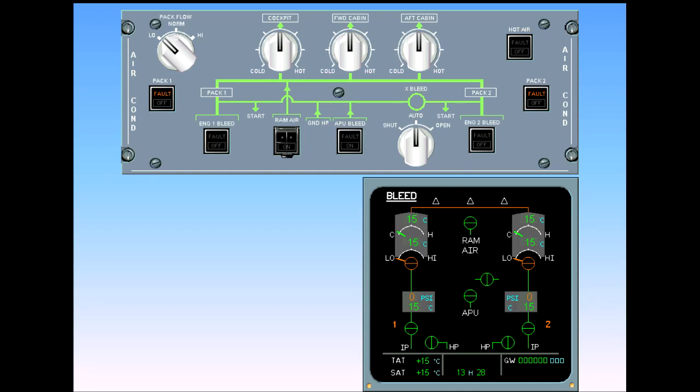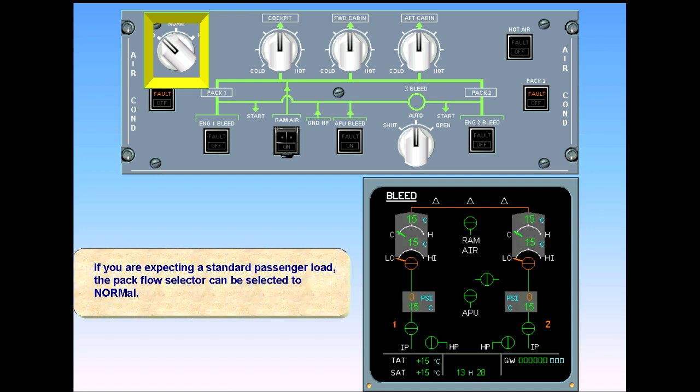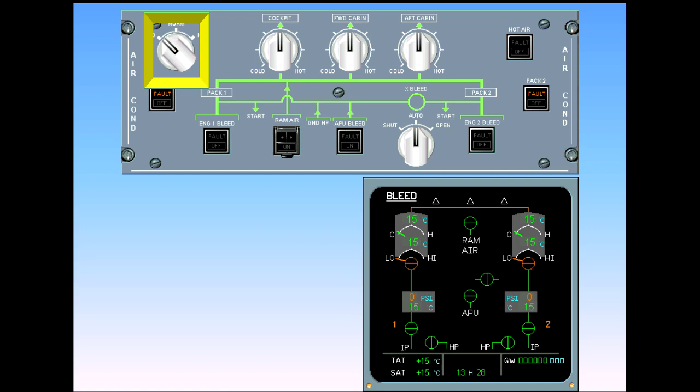If you are expecting a standard passenger load, the pack flow selector can be selected to Normal. Changing the pack flow selector does not cause any change on the ECAM page. The selector affects pack flow only when the engines are running and supplying bleed air to the packs. Should the APU be supplying the air, or should one pack be shut down, the airflow automatically reverts to high, regardless of switch position.